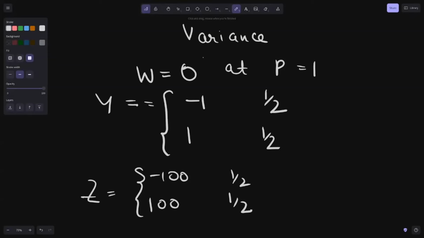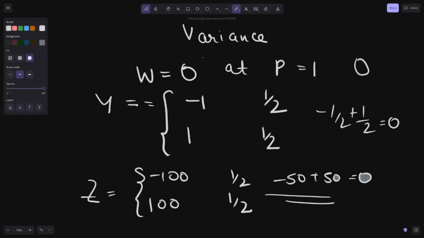If you find out the expectation of each of them, for the initial one, the expectation will be 0. The second one will be -half plus half, that is 0. And finally also it will be -50 plus 50, which is equal to 0. So for all the cases it's 0. We don't get the essence of why, how expectation works usually.